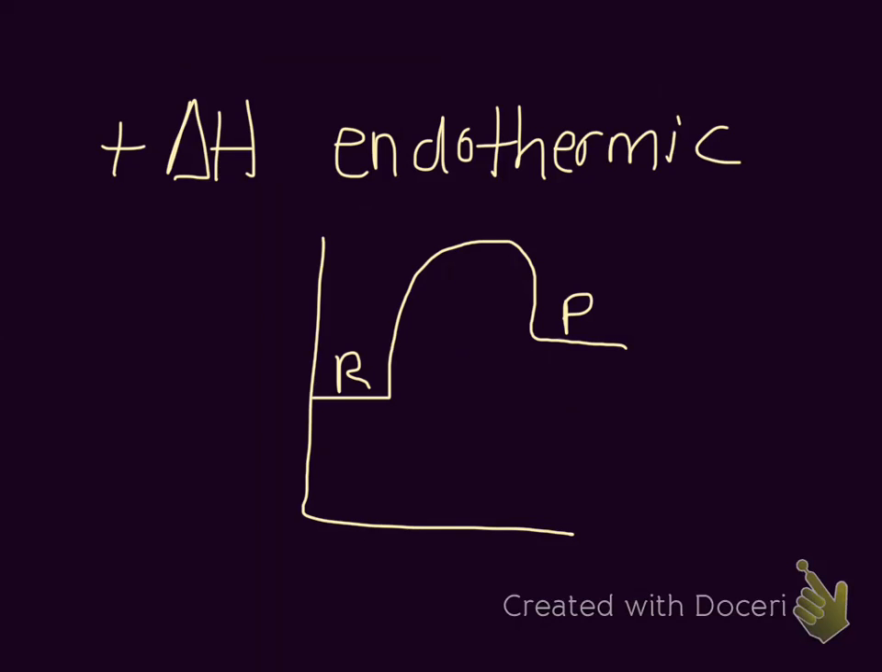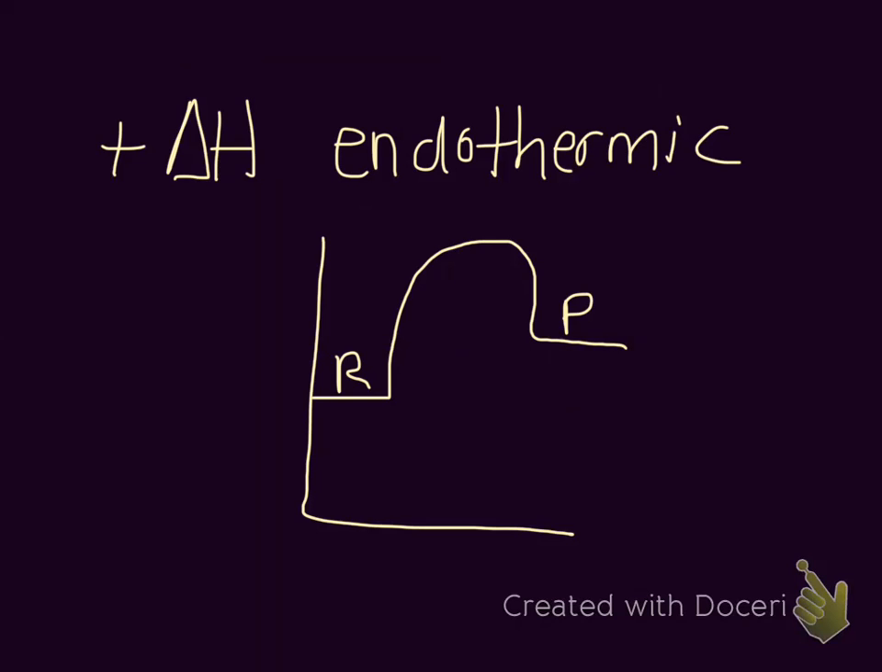And remember, you can calculate delta H lots of different ways. You can do it by bond energy. You can do it by calculating Q. You can do it by using heat of fusion, heat of vaporization. You can use enthalpies of formation. You also can use energy graphs.